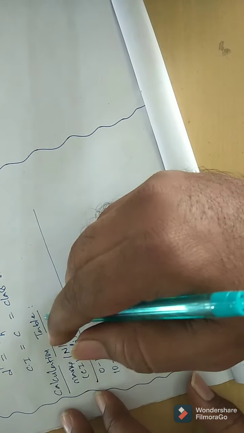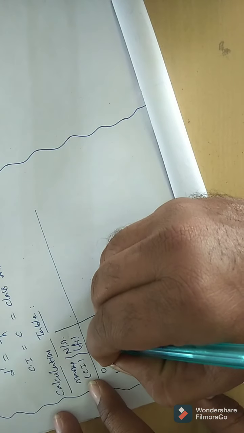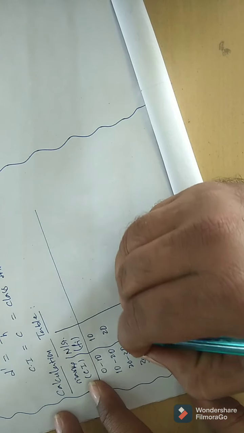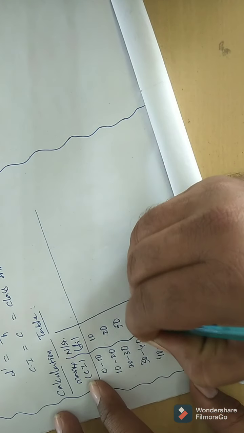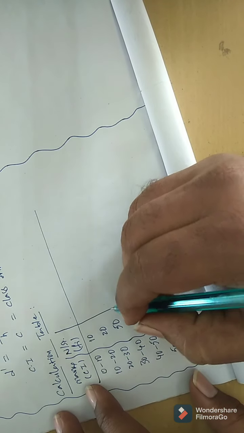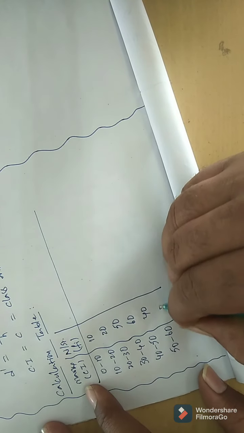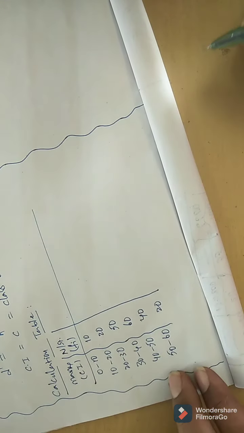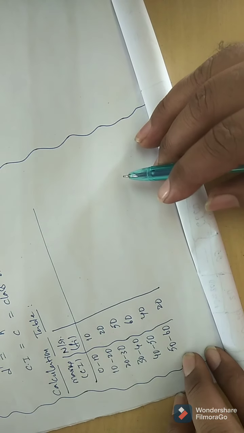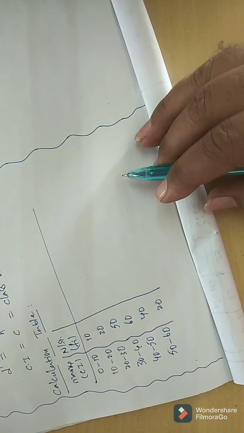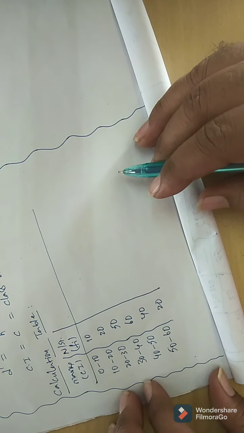So what are the frequency values? 10, 20, 50, 60, 40, 20. This is the actual problem. Now accordingly, whatever is required, that we calculate.